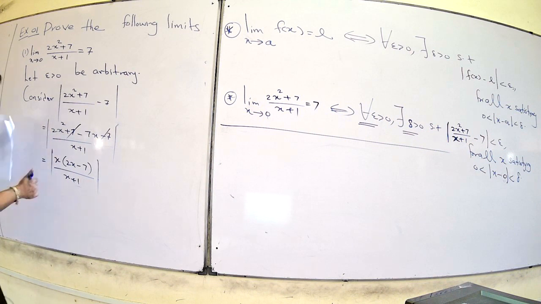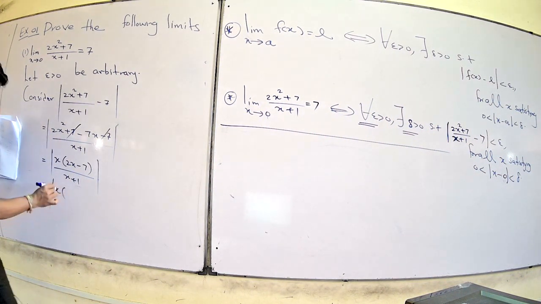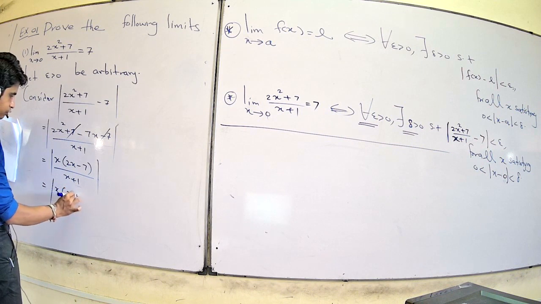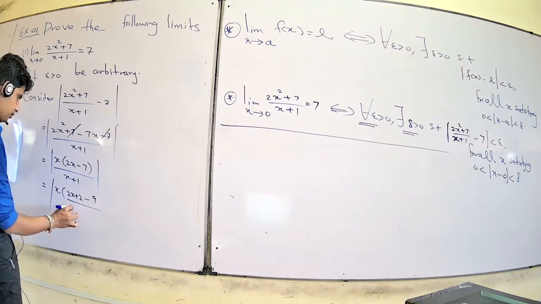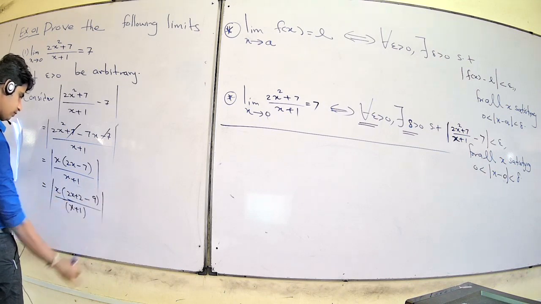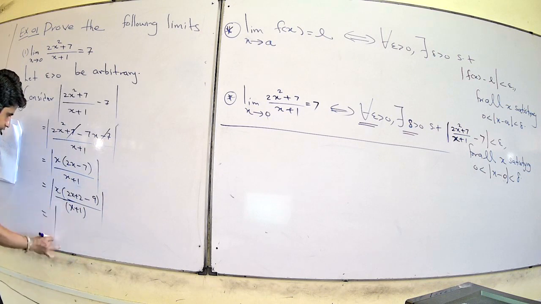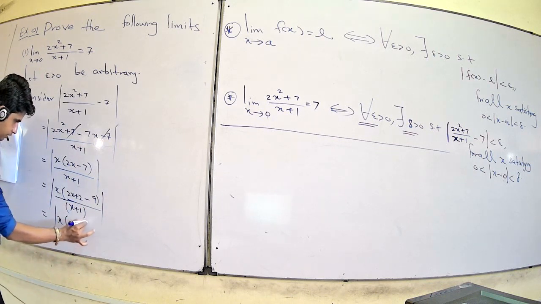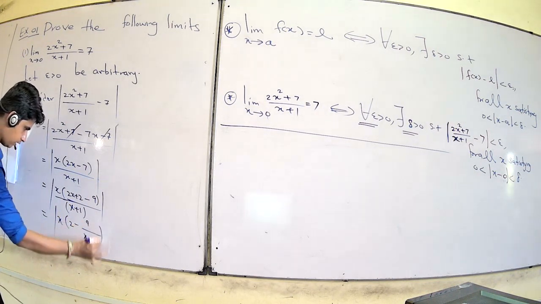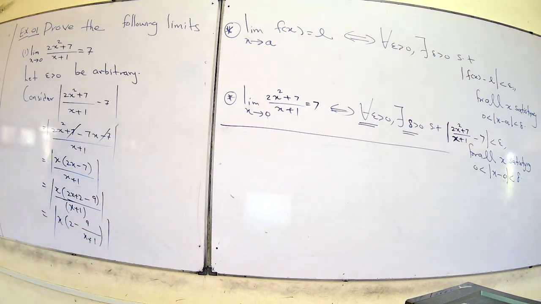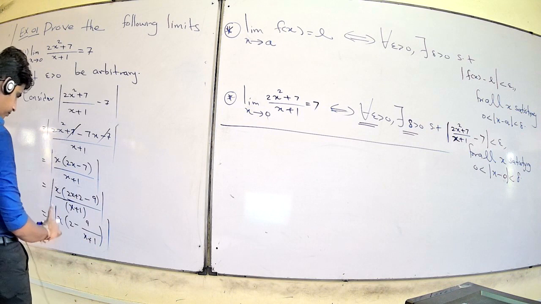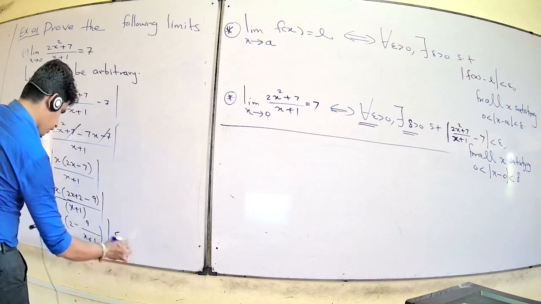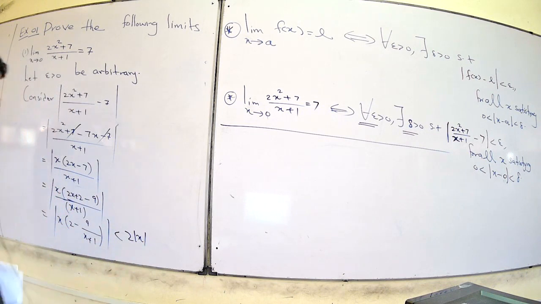Okay, now we can do some arrangement. You add 2, then subtract 9, then over x plus 1. Is it okay? Then you have 2x minus 9 over x plus 1. It is another way, right? But we can do this way, right? There are some ways. It is one of the ways. Okay, now this one should be 2 modulus of x, is it okay? Less than 2 modulus of x.